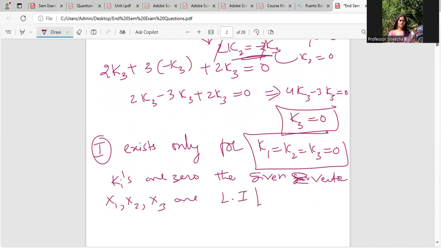Now when it comes to linear dependence, I will show how vectors are linearly dependent and how we conclude linear dependence or independence using the linear combination. Okay, I think I'm clear. I'll just stop here.